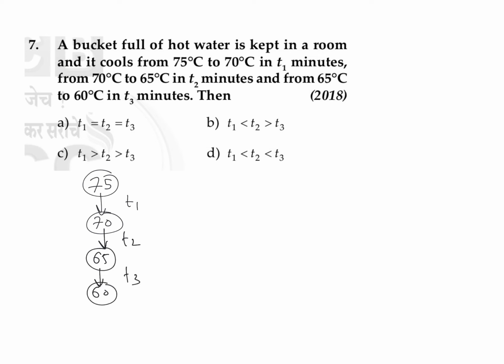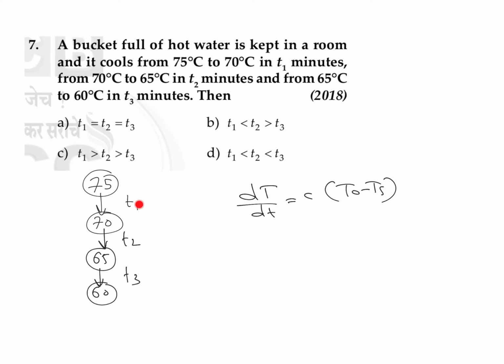So according to Newton's law of cooling, we know that dT by dt, the rate of cooling, is equal to a constant into the temperature of the object minus the temperature of the surrounding. So with respect to time, the difference between the temperature of the object and the temperature of the surrounding is decreasing. So the value of the rate of cooling is decreasing.